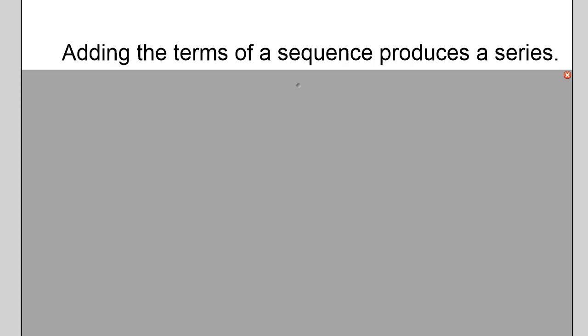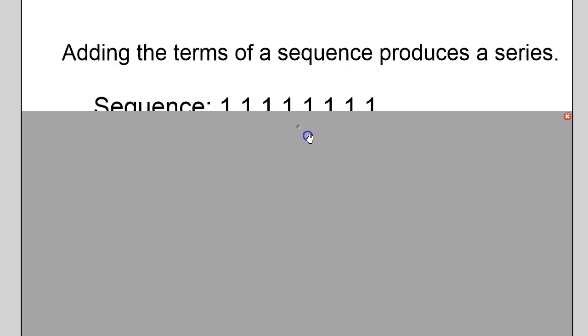The question we'll ask in class: what's the difference between a sequence, which we talked about last time, and a series? Basically, a series is the result of adding the terms of a sequence. You know what a sequence is, but a series is a sequence of sums. That's the best way I can explain it.